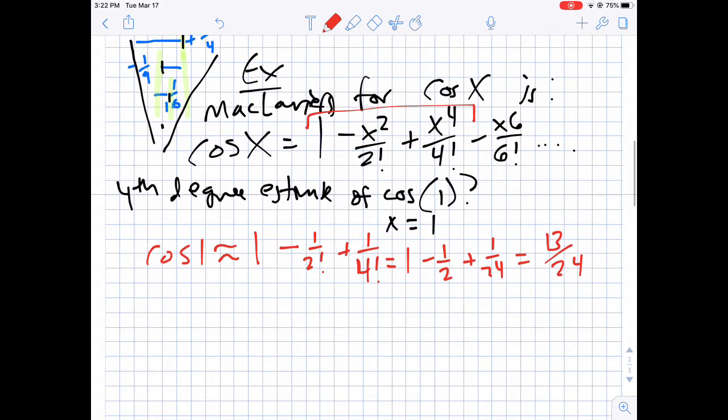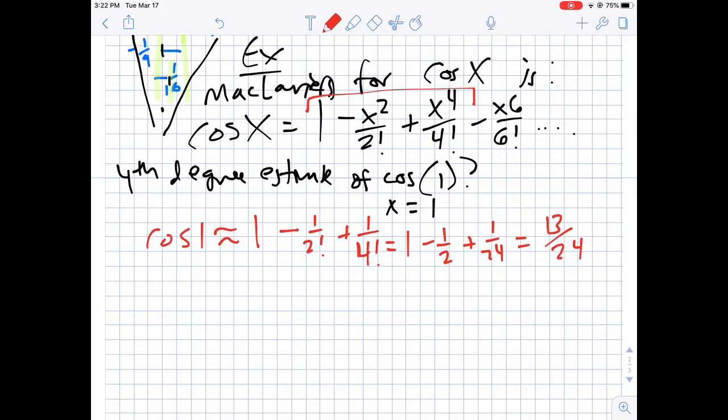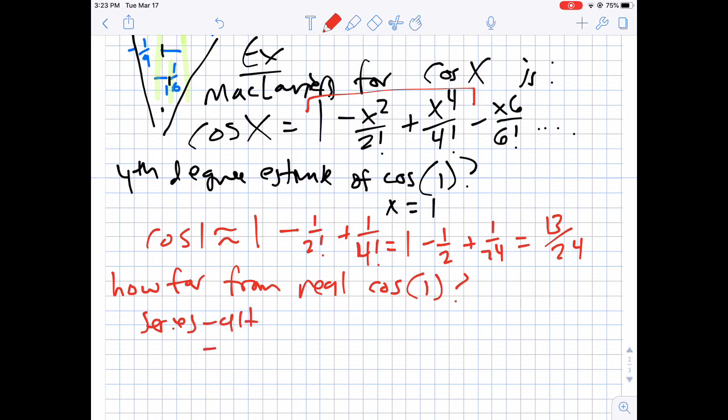So the question we would want to ask is, how far is this from, or what is the error from the real cosine of 1? So how far from the real cosine of 1? Okay, and that's what the error bound lets us do. So this series, and again, this series is an alternating series. The terms go to 0, and the terms decrease.